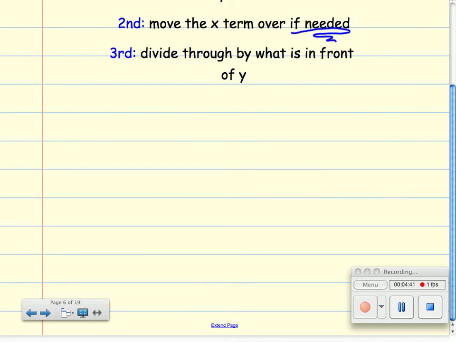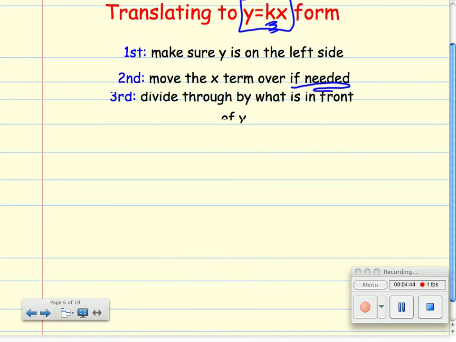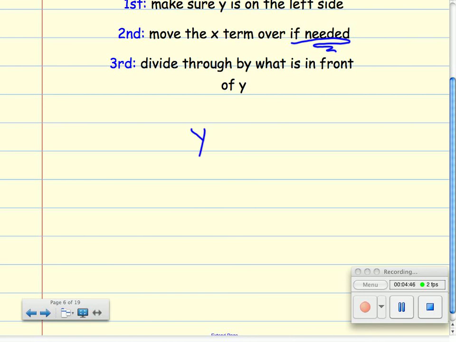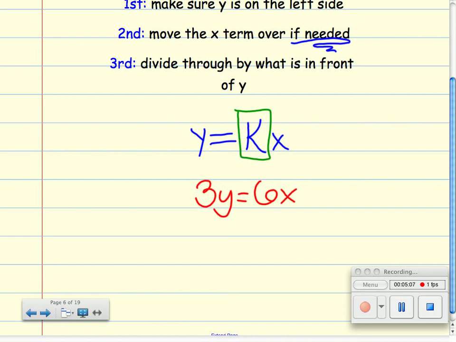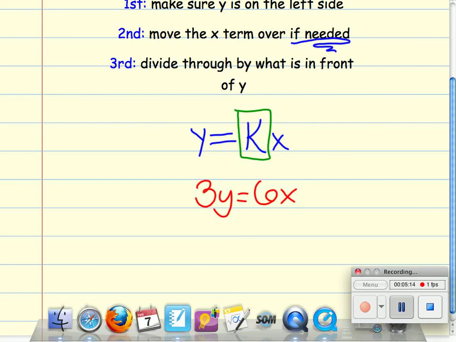So let's do an example together, keeping in mind that I want it to look like this: y alone is equal to something times x. This something is our constant of variation. What it's really going to represent is a slope, but we'll learn that in 5-3. So if I had, let's start easy, 3y is equal to 6x, I want you to write that in a direct variation form.